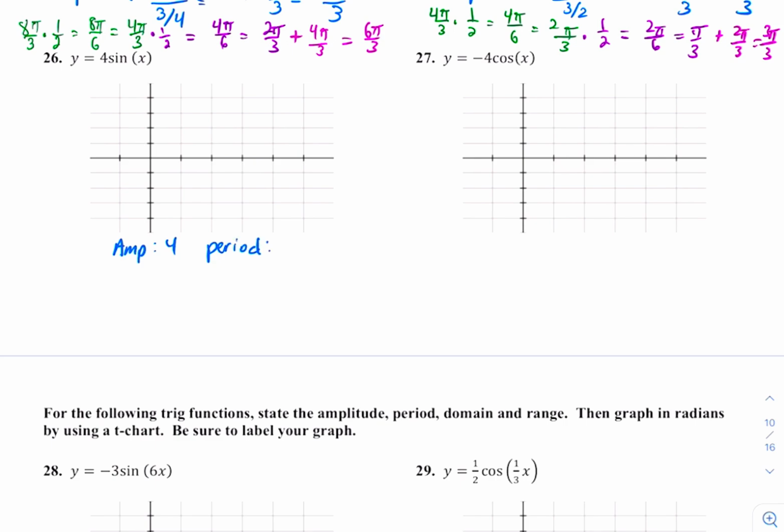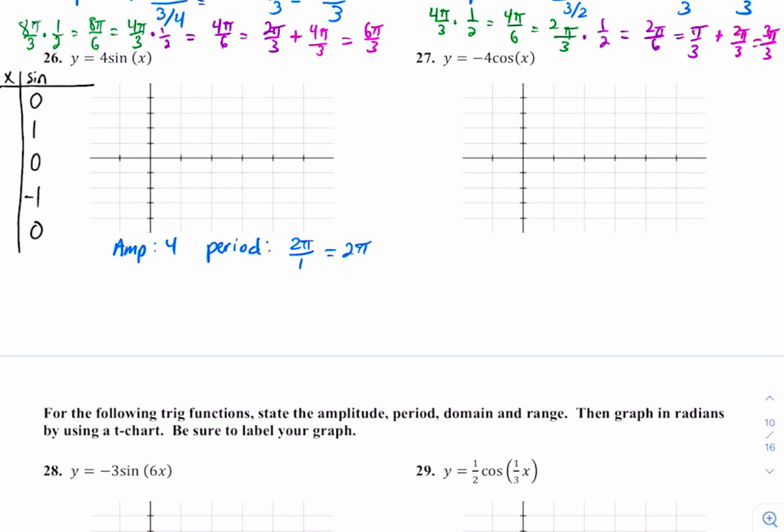So our B value is 1. We're assuming that we are in radians, so 2 pi divided by 1 is 2 pi. And then we're going to make our T-chart. Okay. So normally for our sine graph, our Y values would be 0, 1, 0, -1, 0.